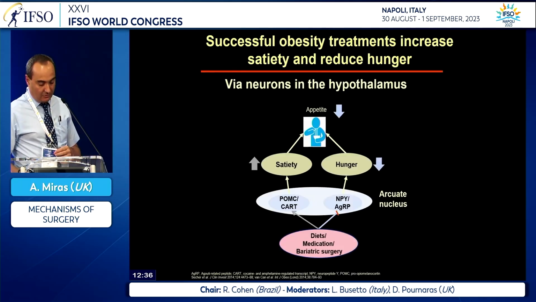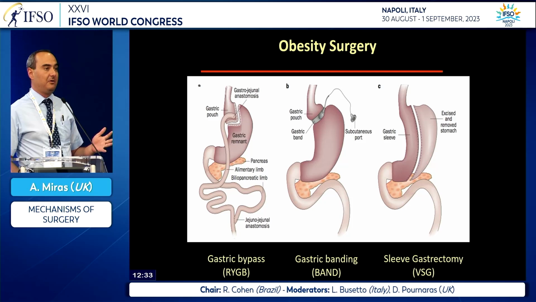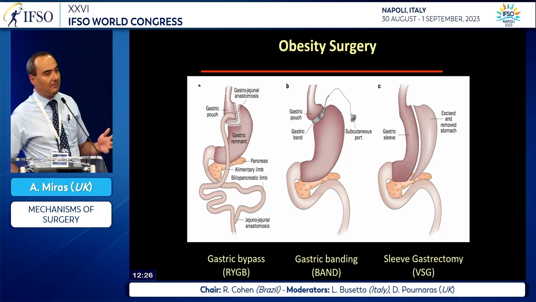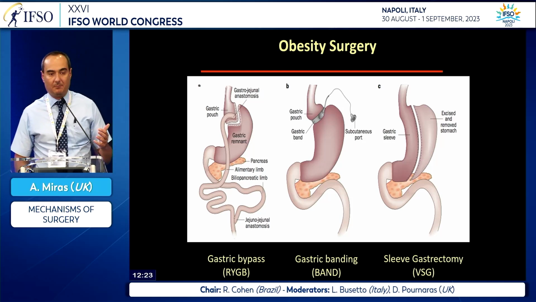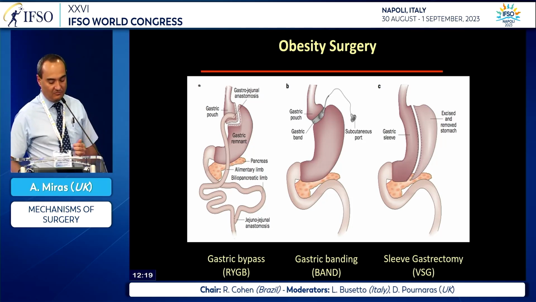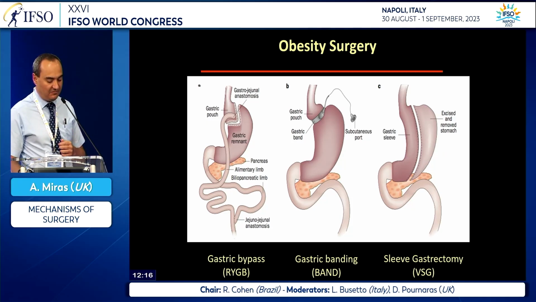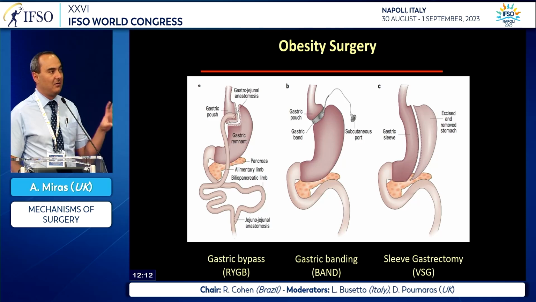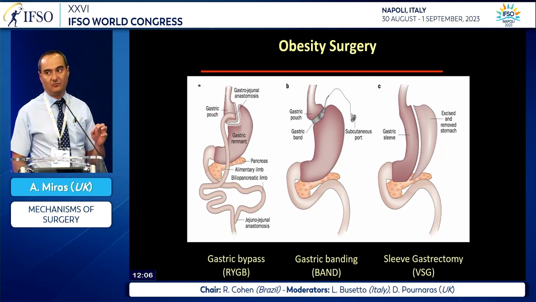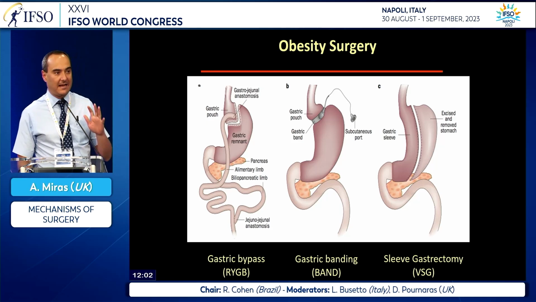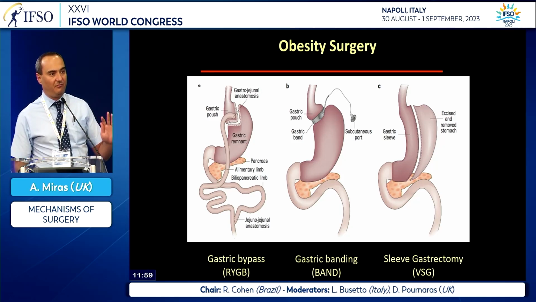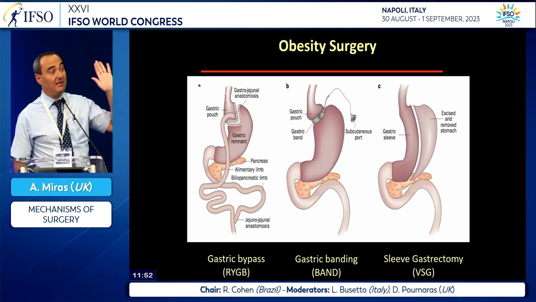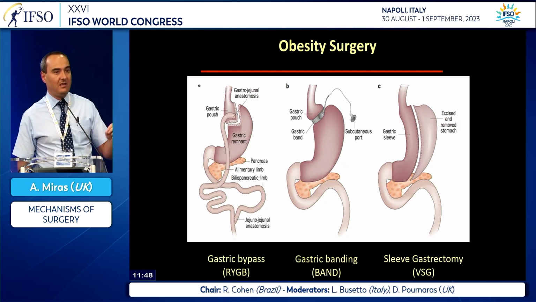So I'm going to be talking about the bypass mostly, because this is where most of the work has been done. I'll be talking a little bit about the band and to a certain degree about the sleeve gastrectomy. I'm not going to be talking about other procedures, because there will certainly not be enough time, but I will give you the basic principles. And the first basic principle is that none of these operations that you can see on the screen cause mechanical restriction to food intake. No mechanical restriction. The flow of food in the bypass model, in the sleeve gastrectomy model, is probably faster than in the normal pre-surgical state.